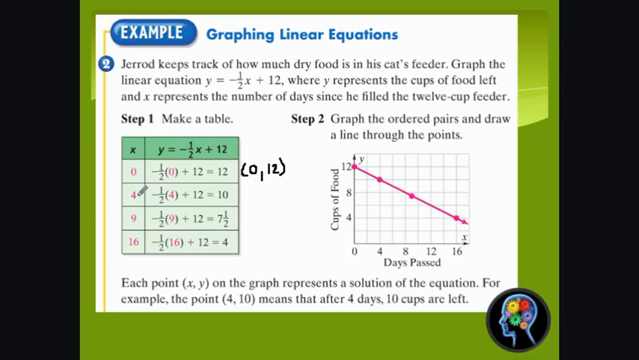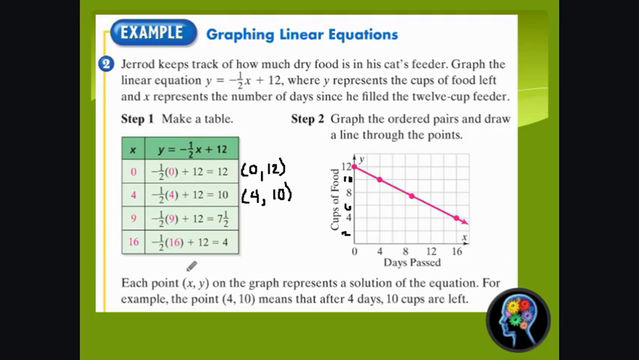Once we replace X with 4 into this equation, our X coordinate is 4 and our Y coordinate is 10, and so on and so forth. And from there, we're going to graph the ordered pairs and draw a line through the points. Here we have our origin of 12 because no days have passed, so there are still 12 cups of food. After 4 days have passed, there are 10 cups of food. They're skip counting, so this would be 10 right here. And this would be 6, and this would be 2. 2, 4, 6, 8, 10, 12. And so on and so forth.